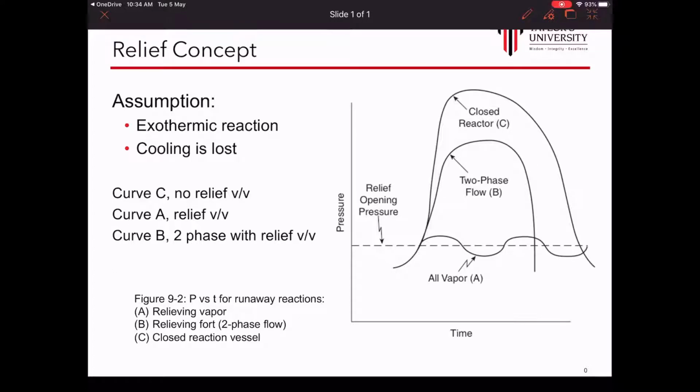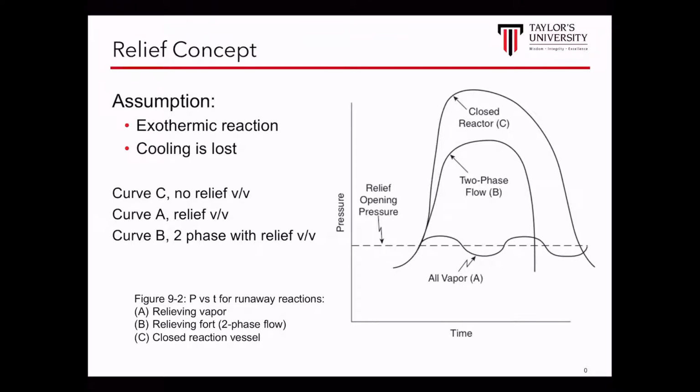A typical relief versus time curve for a runaway reaction is shown in Figure 9.2 here. The assumption is that this is an exothermic reaction occurring within a closed reactor. If the cooling is lost because of loss of cooling water supply, failure of valves, or another scenario, then the reactor temperature will rise. So let me just show it here: over time it will just go up. The pressure within the reactor increases because of the increased vapor pressure of the liquid components and gaseous decomposition products resulting from the high temperature.